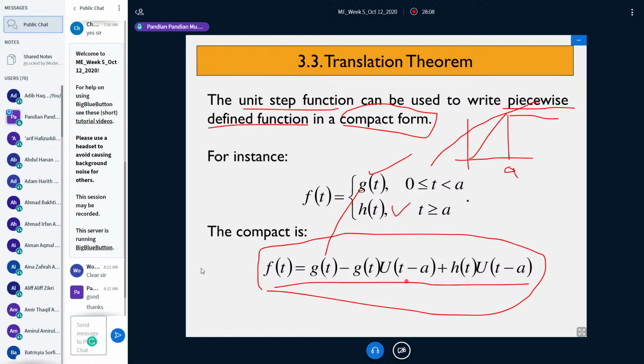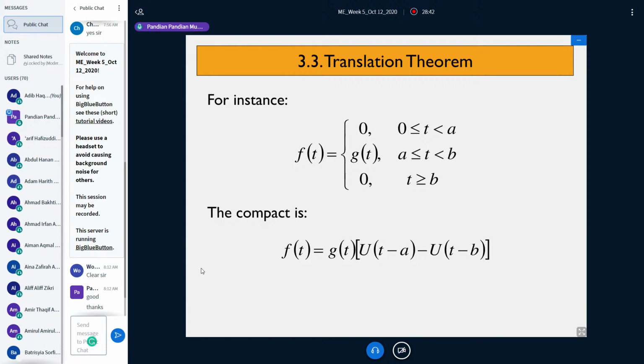Minus g(t) u(t minus a). So the g(t) again here, but with a minus sign, g(t) u(t minus a), and this is your a. Then plus h(t), put it here, with the unit step function u(t minus a). This a goes here. You must memorize this, or you can refer to it anytime when there is a question on Laplace transform.